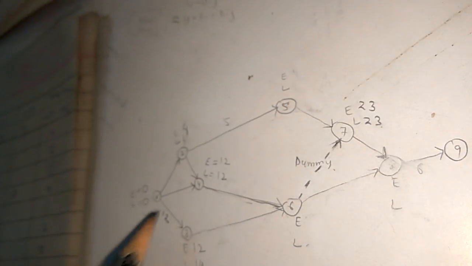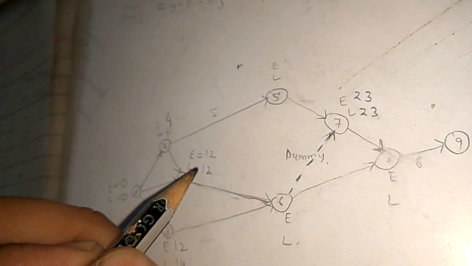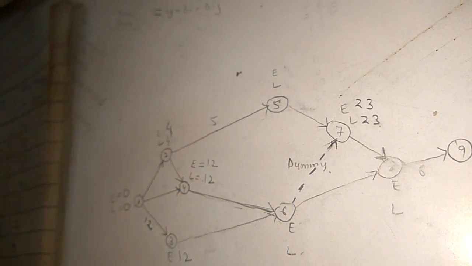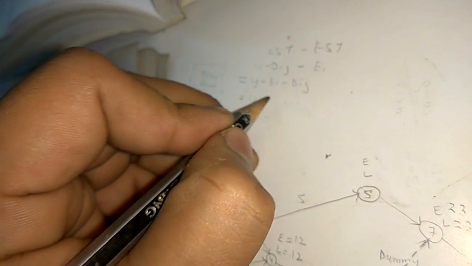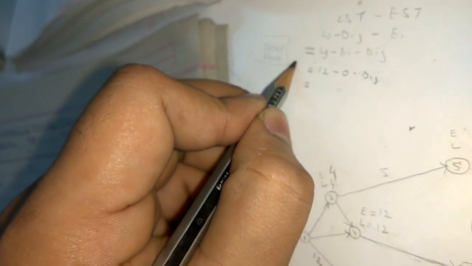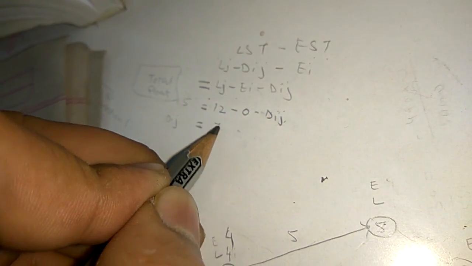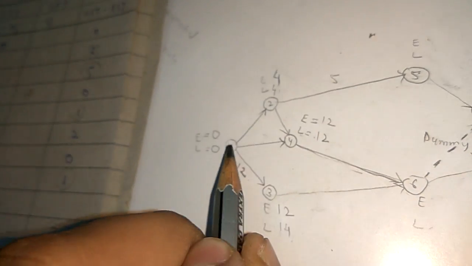Next, 1 to 4. LJ is given, EI is given, so we can find out the DIJ. LJ is 12 minus EI is 0 minus DIJ, which is missing, and the total float between 1 to 4 is 5. So DIJ will be 7. The duration between 1 to 4 is 7.